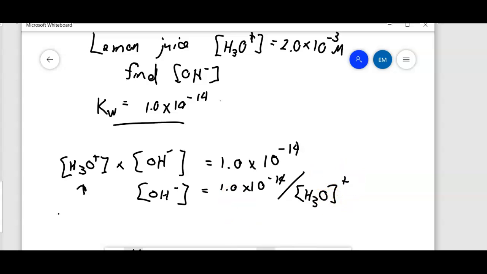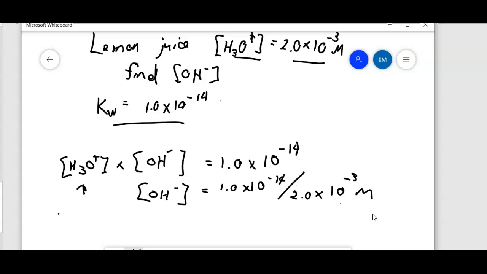Oh, I did things in the wrong order here. There we go. And we know what this is already, so we can just substitute that with this right here. Remember, that's hydronium ion concentration. It's that, so it's divided by 2.0 times 10 to the minus third molar.